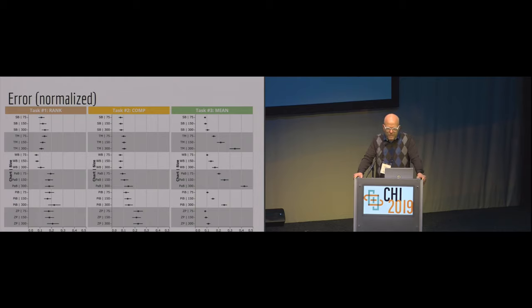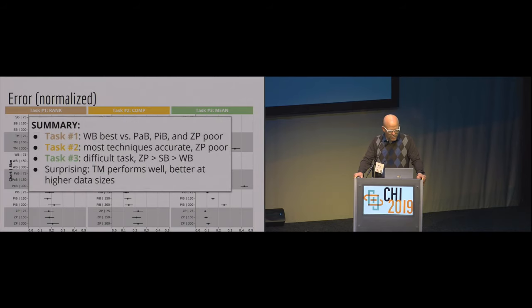Anyway, so here's the results. I'm not going to bore you with all the details. You can take a look at the paper for those. These are 95% confidence intervals, broken down by the task. Those are the three columns. And then you see technique per data size. So let me just give you a summary.